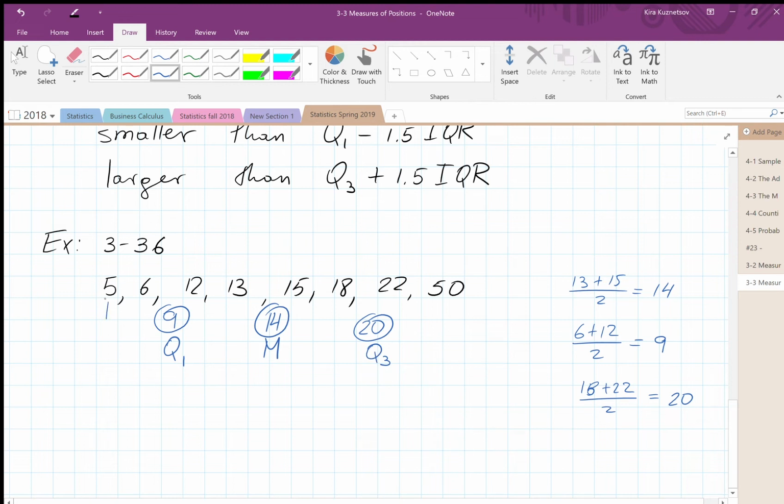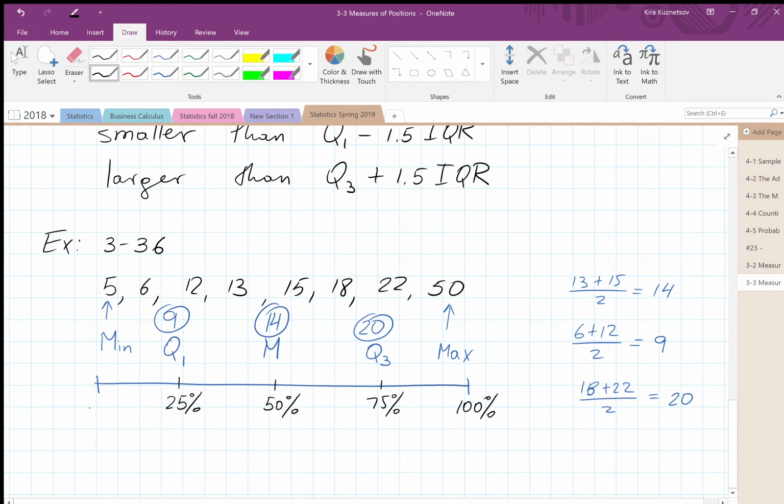The first number is the min. The last number is the max. So this is your percentile. This is the first 25%. This is where 25% lies. This is at 50%. You're at 75%. And you're at 100%. This is my 0%.